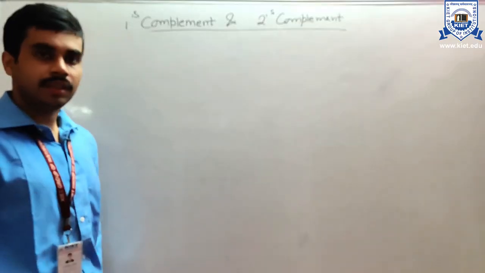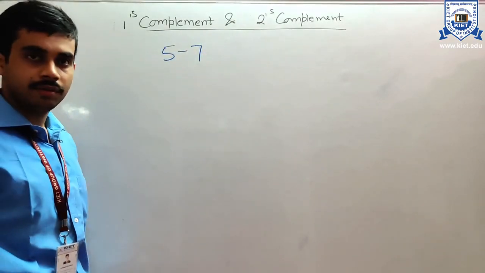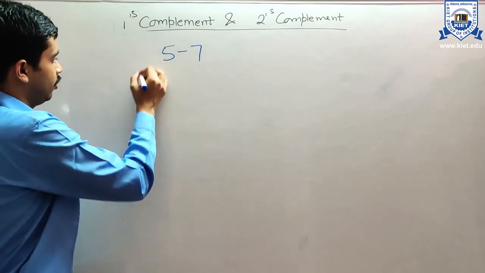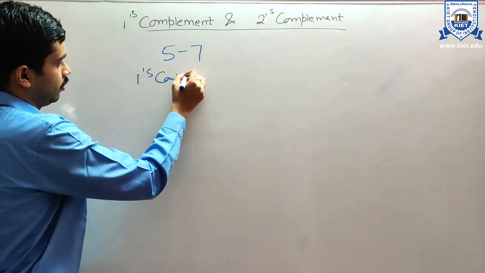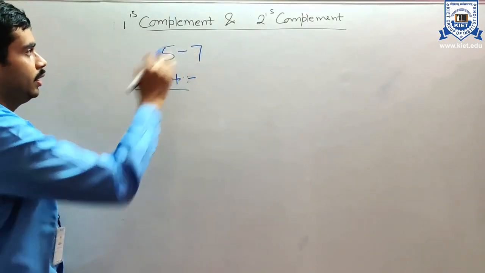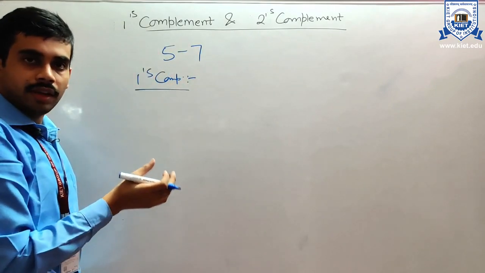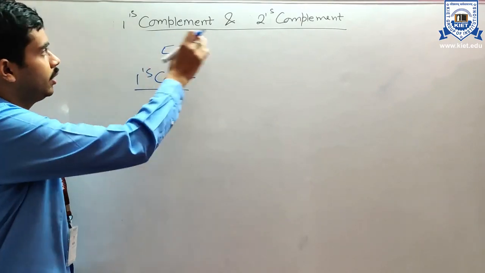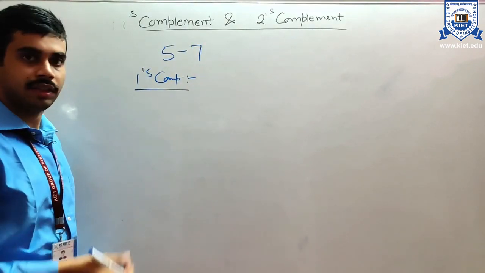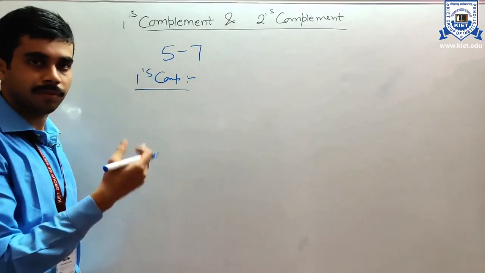So let's consider an example. Let's say we have to perform 5 minus 7 using both techniques, 1's complement or 2's complement. First we will consider 1's complement. If we have to perform subtraction using these two techniques, we first take the negative number and convert it using 1's complement or 2's complement. In 1's complement we take the negative number as the 1's complement of the positive number.